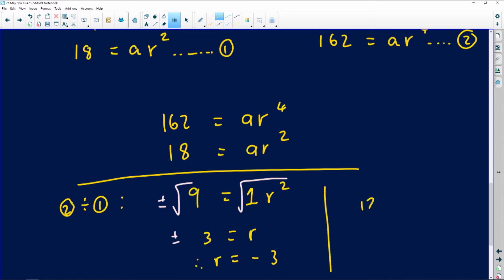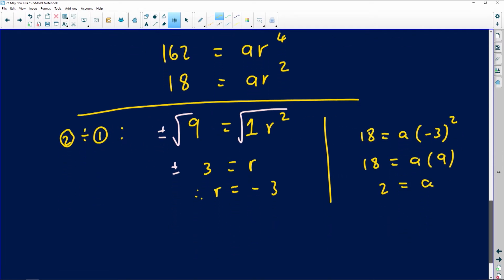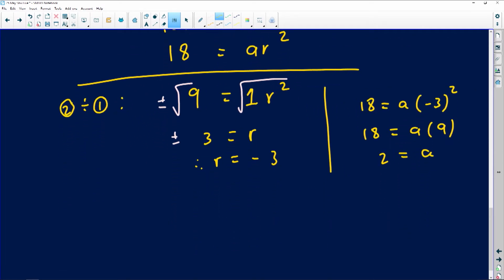So I'm going to say 18 is equal to A times negative 3 squared. When we square that, you're going to get 9. So 18 is A multiplied by 9. Divide both sides by 9 and you get an A value of 2. In this case, it doesn't matter whether you were dealing with minus 3 or plus 3; you're going to get the same A value of exactly positive 2. So I've got a pattern with an A value of 2 and a ratio of negative 3.